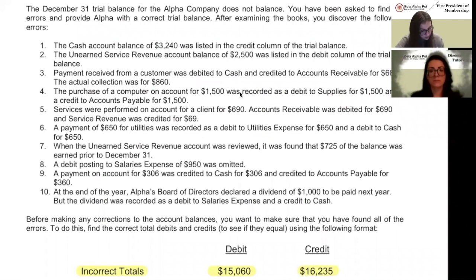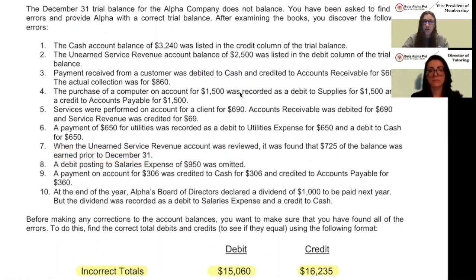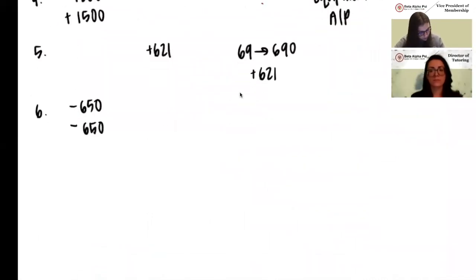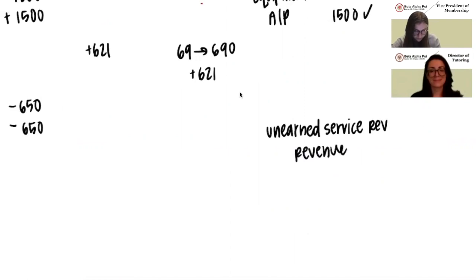Number 7, when the unearned service revenue account was reviewed, it was found that $725 balance was earned prior to December 31st. So when unearned revenue has now been earned, there's an adjusting journal entry that needs to happen for that. It's going to be a debit to unearned service revenue, which I'll write. We're going to debit unearned service revenue because now it's not unearned anymore. It has now been earned. So we need to credit revenue.